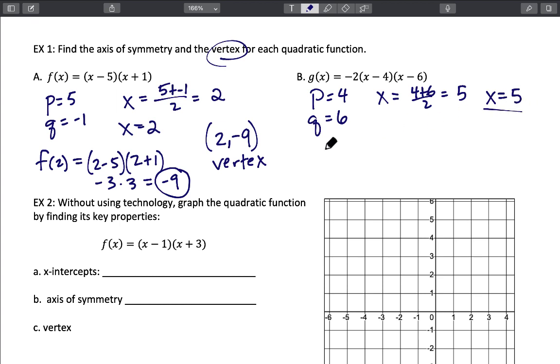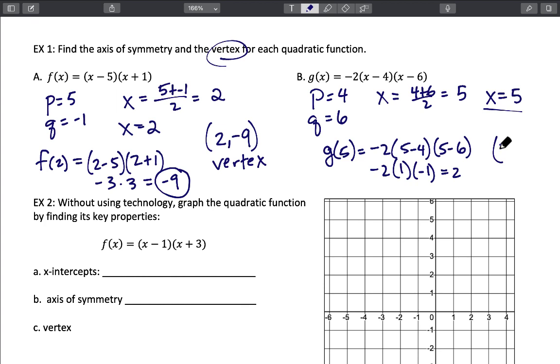Now to find our vertex, we're going to evaluate our function for that x value. -2 times (5 minus 4) times (5 minus 6). That's going to result in -2 times 1 times a -1, or in other words, a +2. So the vertex of this quadratic is (5, 2).